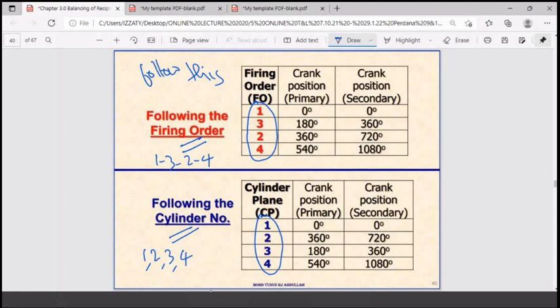You have 1, 0 degrees, correct. You can look at 3 at 180. You have 2 at 360. So it will jumble up here and there. The position of the crank will be jumbled up here and there, because remember that the position of the crank is always referred to firing order. Do you understand me or not?